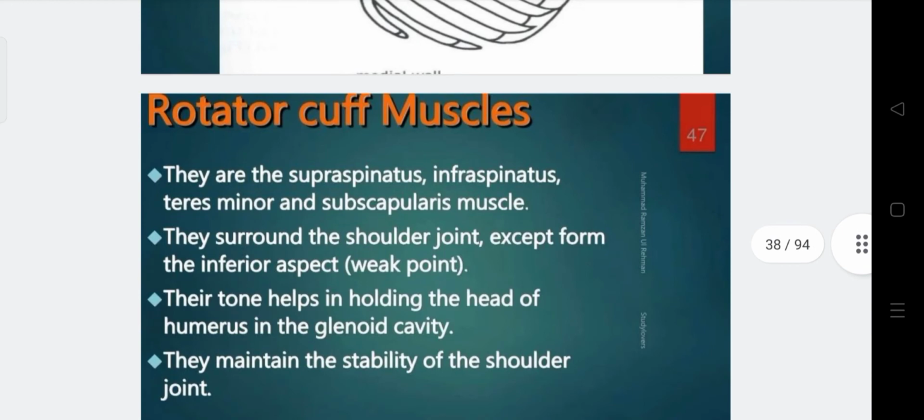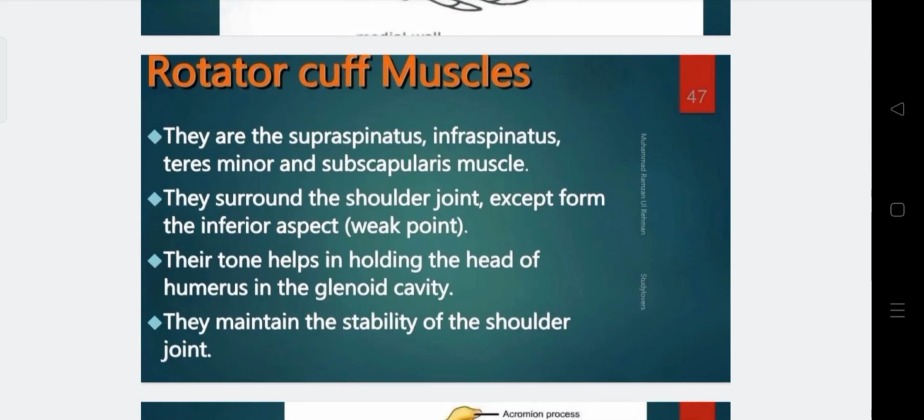So last time I was saying rotator cuff muscles. Basically they form the cuff around the shoulder joint. There are 4 muscles you can memorize with the help of a mnemonic. They are supraspinatus, infraspinatus, teres minor, and the subscapularis muscle. They surround the shoulder joint except from the inferior aspect, which is the weak point.